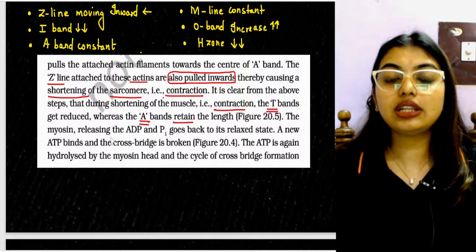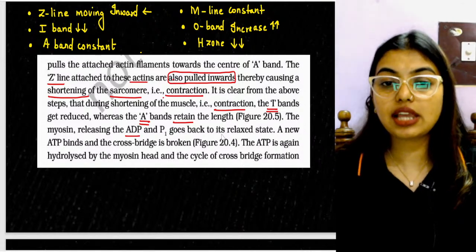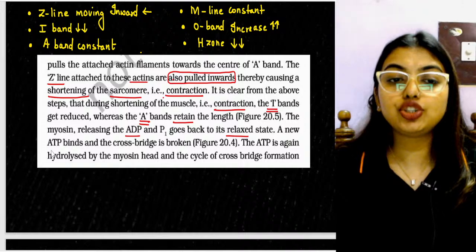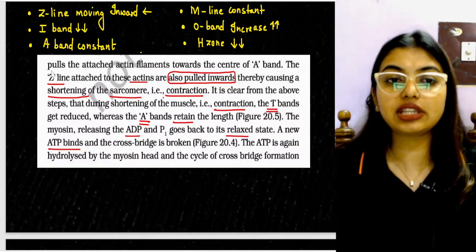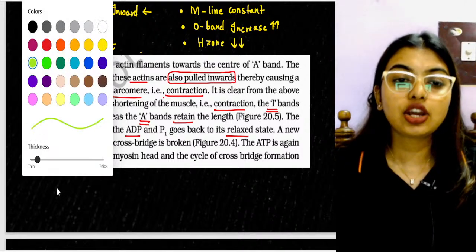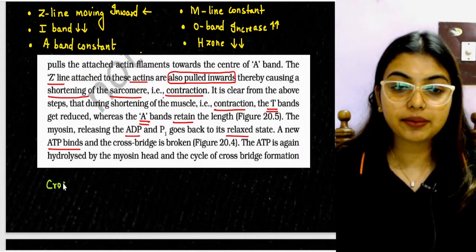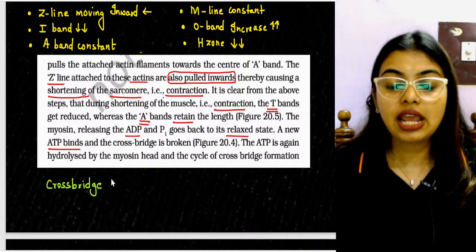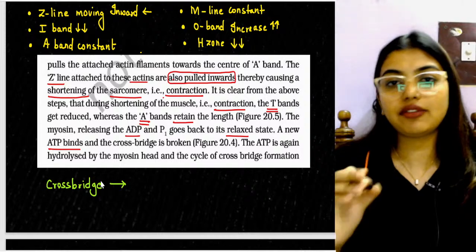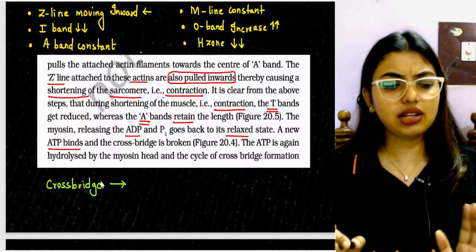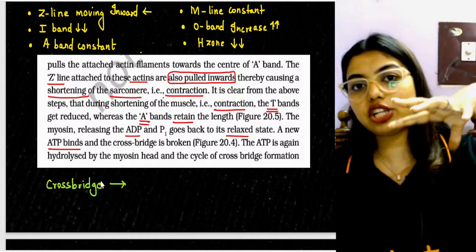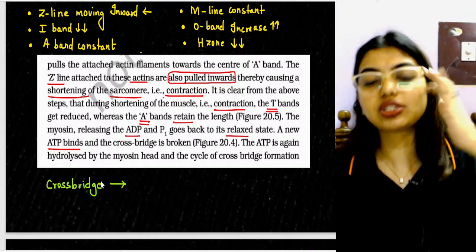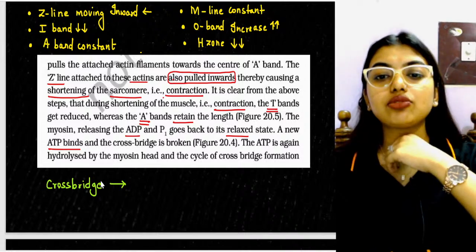The myosin that is releasing the ADP plus Pi goes to its relaxed state, a new ATP will bind and the cross bridge is broken. Everything is going to happen simultaneously. That is, cross bridge formation will happen. Cross bridge formation means what? Myosin actin binding will happen. Immediately the action potential will be enough. I don't know that I want to contract my muscle. Now I'm like, don't need, you just relax. So at that time what will happen? The action potential will get over, calcium binding will reduce. Automatically, when calcium binding reduces, what is going to happen, students?